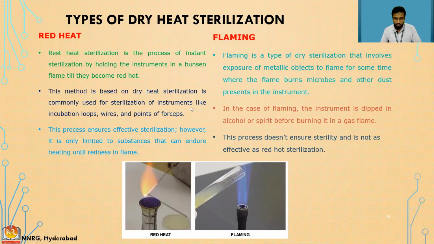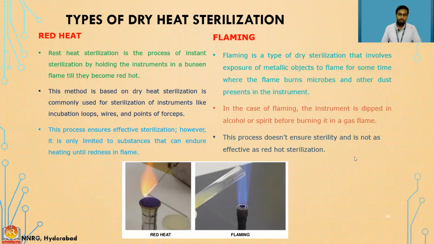Let us see what flaming is. Flaming is a type of dry sterilization that involves exposure of metallic objects to flame for some time, where the flame burns microbes and other dust present in the instrument. In case of flaming, the instrument is dipped in alcohol or spirit before burning in a gas flame. This process doesn't ensure sterility as it is not as effective as red hot sterilization.